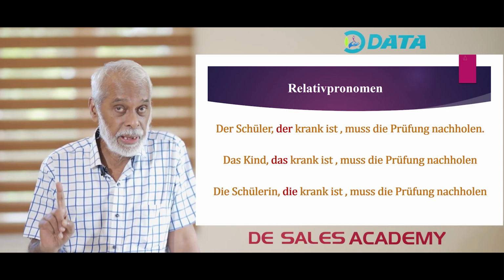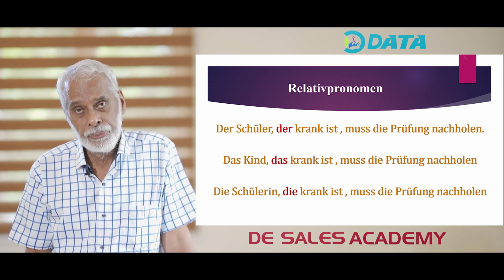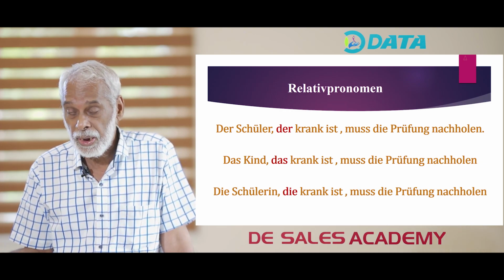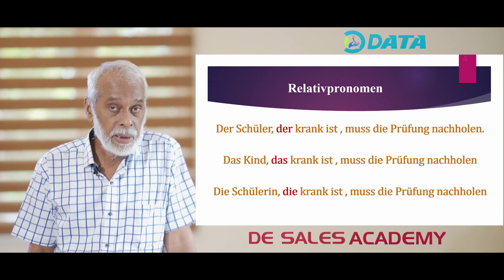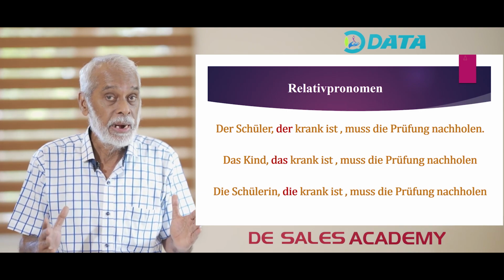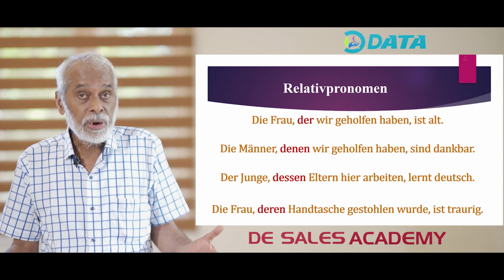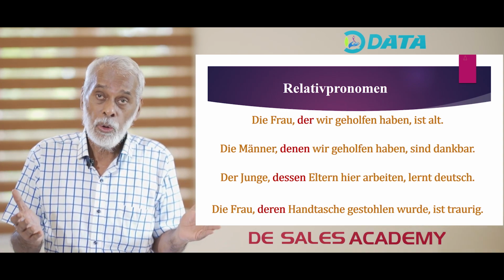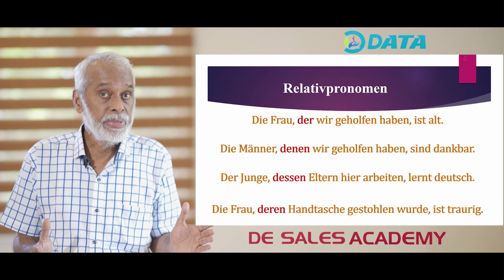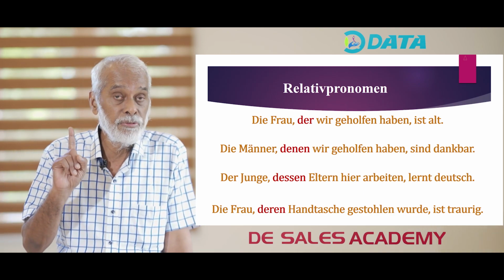Akkusativ: Der Herr, den du gesehen hast, ist mein Onkel. Die Frau, die du gesehen hast, ist meine Tante. Und der Mann, dem du geholfen hast, ist alt. That is the Dativ. Und die Frau, der wir geholfen haben, ist alt. Die Männer, denen wir geholfen haben, sind dankbar. So this is dative plural.